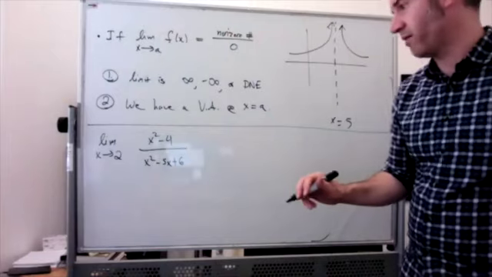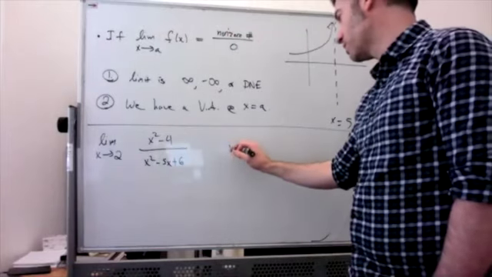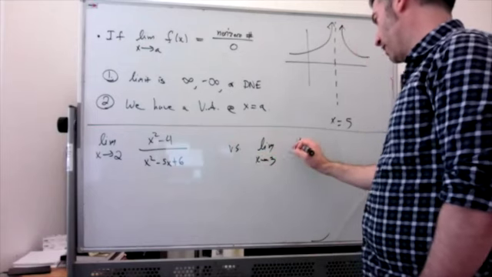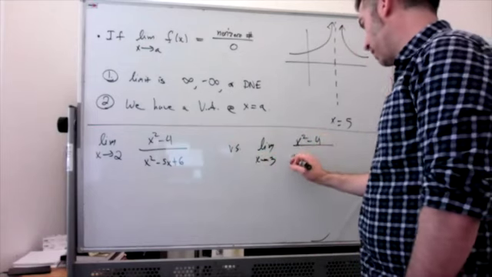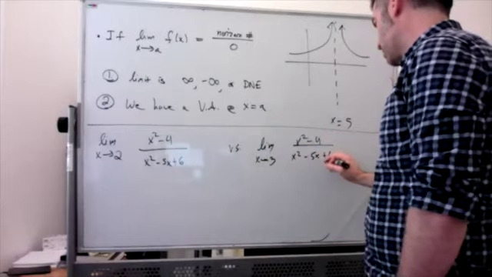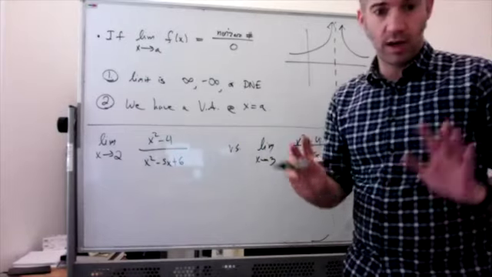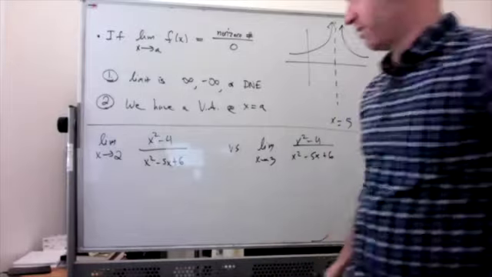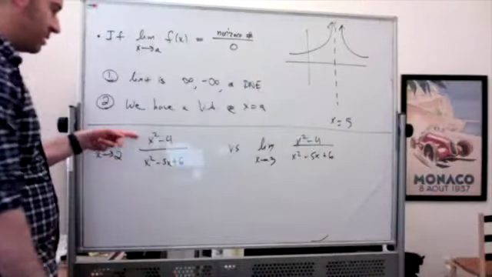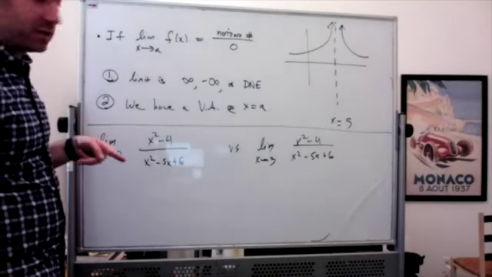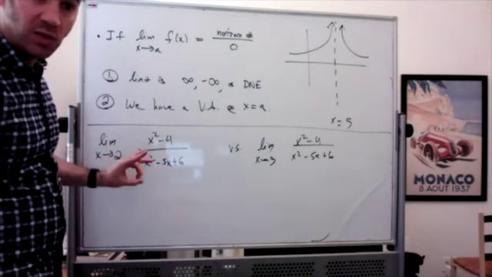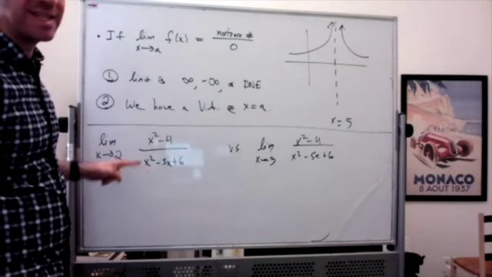Let's look at the limit as x approaches 2 of x squared minus 4 over x squared minus 5x plus 6 versus the limit as x approaches 3 of x squared minus 4 over x squared minus 5x plus 6. So for either limit, I'm still going to try plugging in what x is approaching first. So if I plug in 2, here I get 0 over 0. 4 minus 4 is 0. 4 minus 10 plus 6 is also 0. You still could get a vertical asymptote here, but it's less likely.